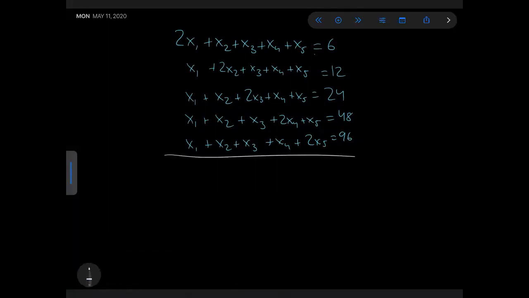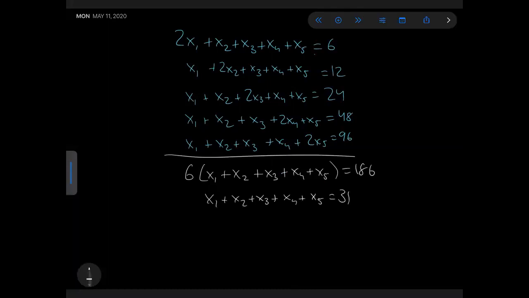If you add all these up, you're going to get 6 times (x1 + x2 + x3 + x4 + x5) is equal to 186. So x1 plus x2 plus x3 plus x4 plus x5 is equal to 31. And you're looking for, the question asks, what is 3x4 plus 2x5?